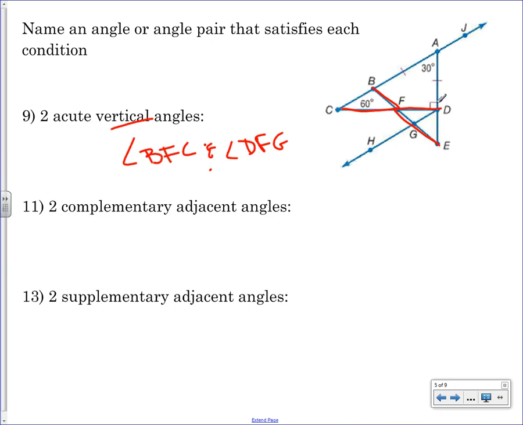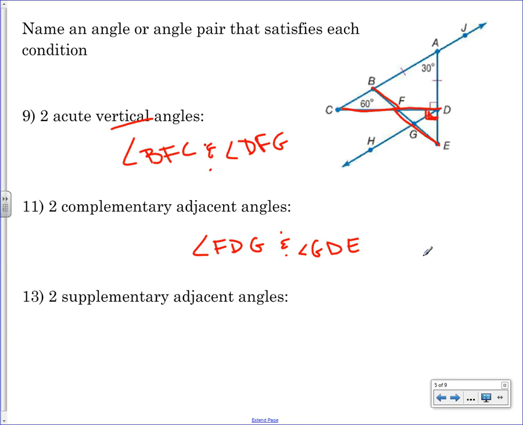Okay, so here's how he knew that. Does everybody see the right angle right here? Okay, if this is 90, that and this make 180, right? So if that's 90 there, then these two have to make 90 as well, right? So I need FDG, and I'll say GDE. Does everybody get that?